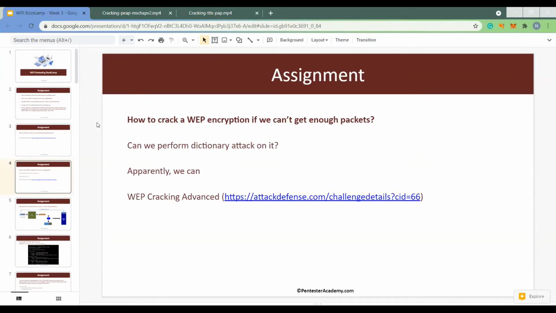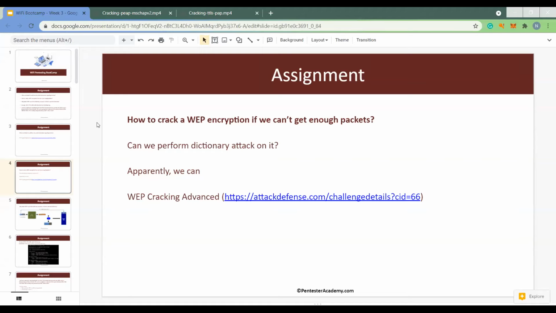The second question was how to crack a WEP encryption if we don't have enough packets. If you remember, whenever we were cracking the WEP scheme, whenever we were recovering the key for WEP, our procedure was pretty straightforward, and it is the same for the AP attack and the AP-less attack.